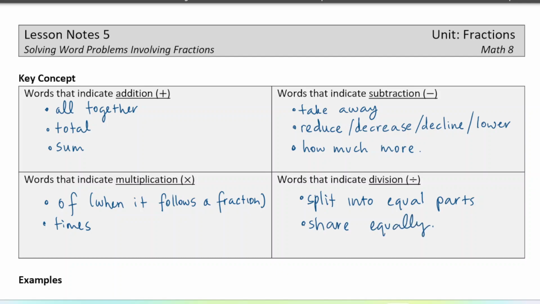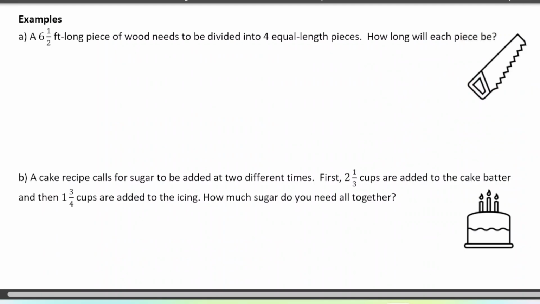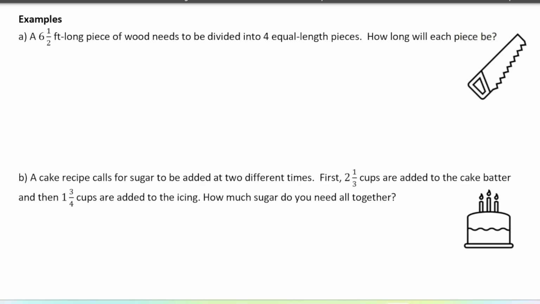Okay, there we go. So what we're going to do is look at each word problem, look for those keywords, and then solve the problem. Okay, let's do it. First example: I have a 6.5 foot long piece of wood that needs to be divided into 4 equal length pieces. How long will each piece be? So this is a problem where I'm splitting into equal parts. So the operation I'm doing here is division.